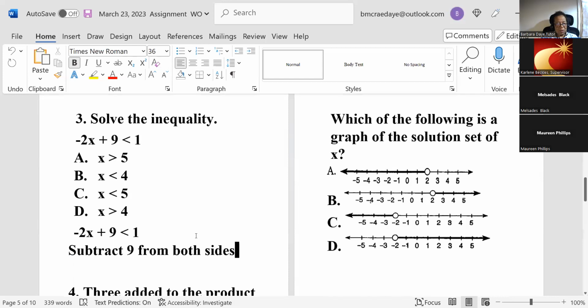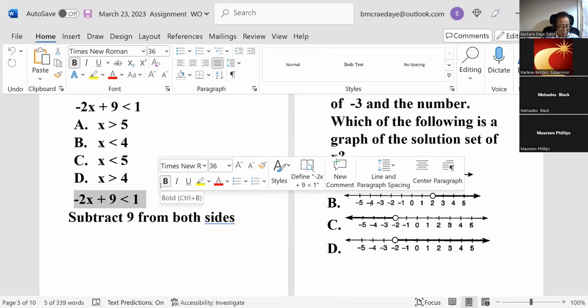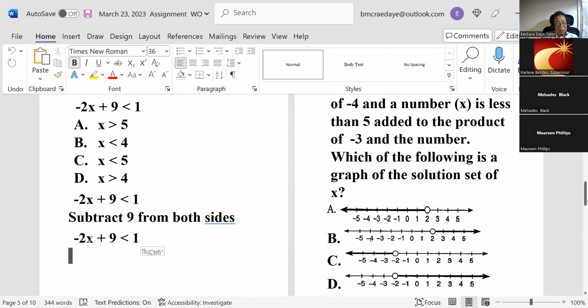Okay, Maureen, do that. And what do you get? 9 from 9 is nothing. 0, okay. And what about the right side? So when you subtract the 9 from both sides, what do you get, Maureen? So do I get 0 and 8? You get 0 over here on the left side, okay?